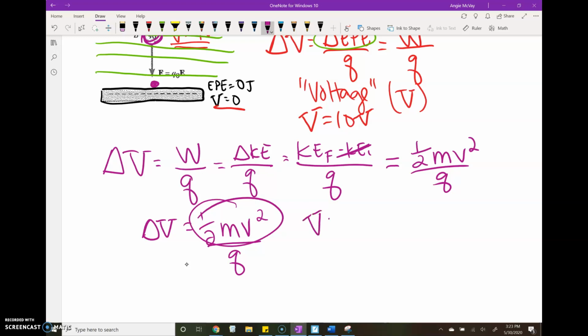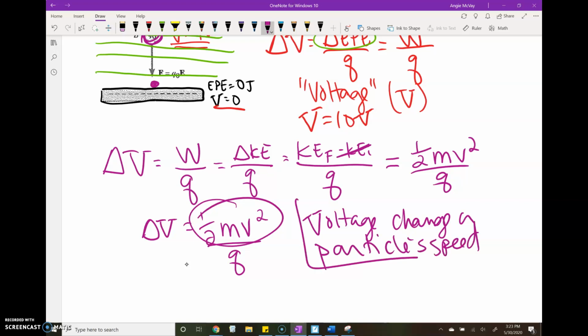Voltages change a particle's speed. Okay, please box that, star it, do whatever you need to do. That's conceptually one of the most important things. Electric fields exert forces. Voltages change a particle's speed. One more time. Voltages change a particle's speed.